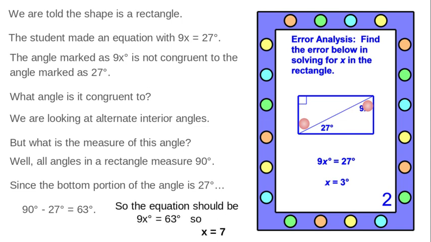So that would mean our equation, the 9x over here where the red dot is, that's also got to be 63. So the equation should be 9x equals 63, in which case we could divide by 9 and get x to be 7.